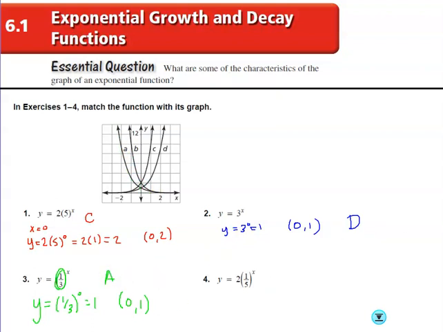And then lastly, I have another decay function because my base is less than 1. So if I plug in a 0, I would get 2 times 1, which is 2. So my graph goes through the point 0, 2, which would be here. And we did already say it's decay, meaning my graph must be B.